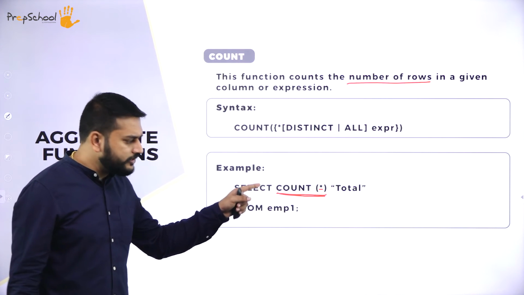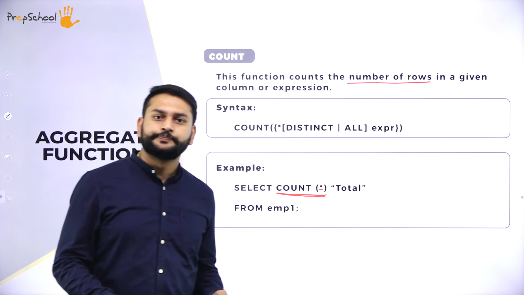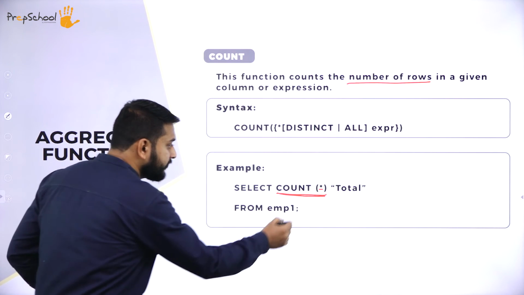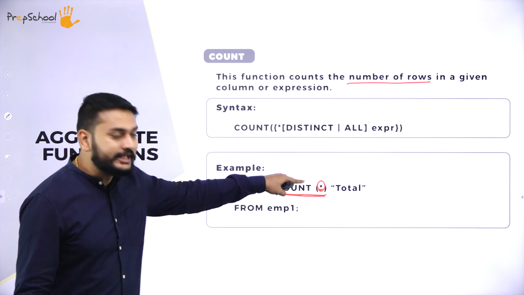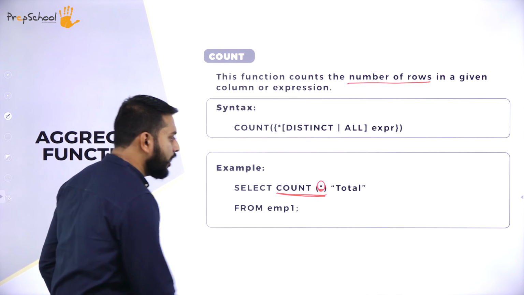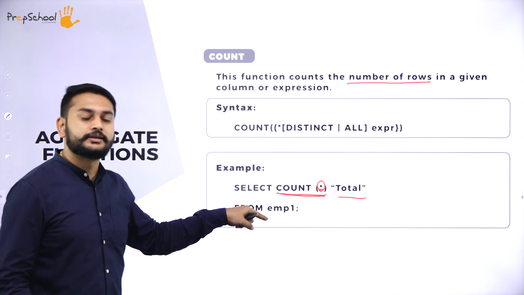So this count function will always give me the total number of rows in the entire table, since I have given star here. It depends on what you are passing inside as a parameter. That is what you have to think. In the same way, I'm just using total as a rename for that particular result.